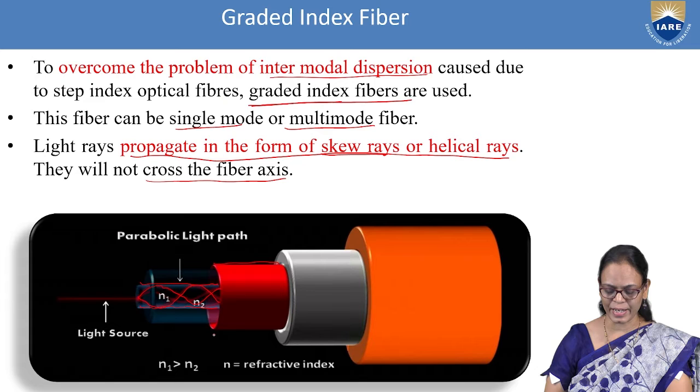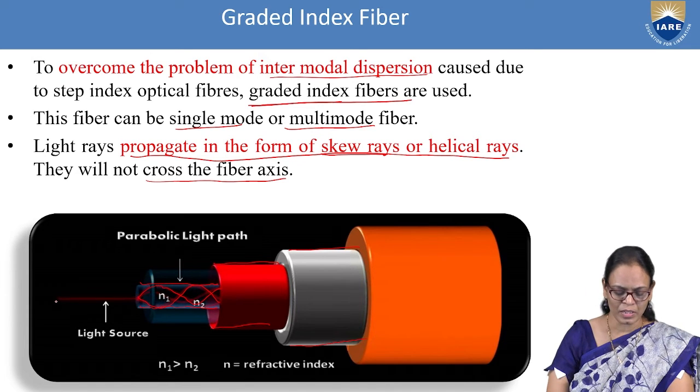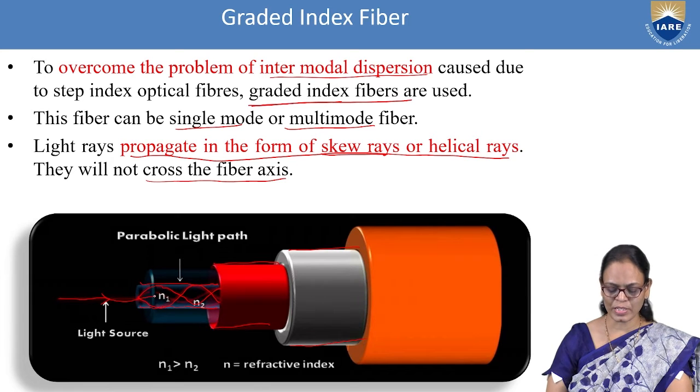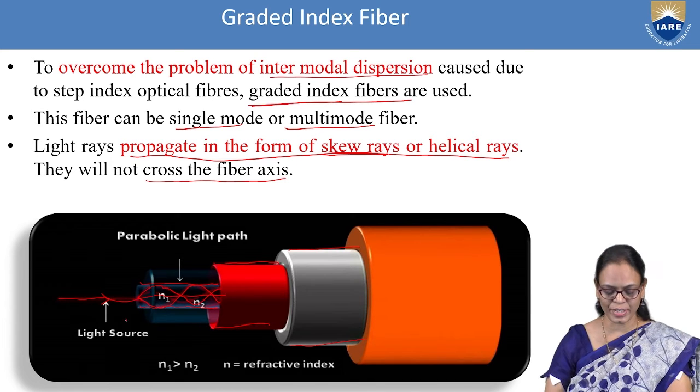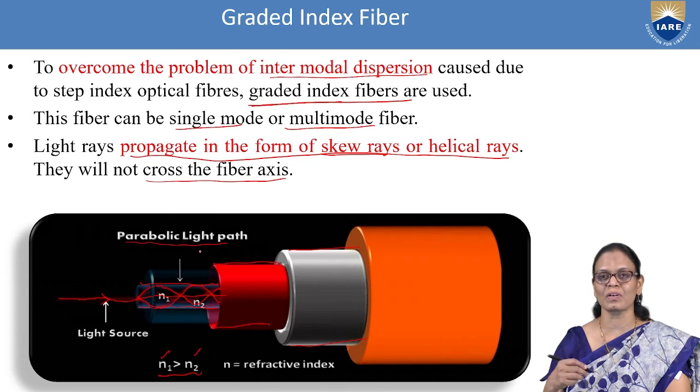And this is the cladding. And these are the outer coverings. Okay. This is the light traveling. So in single mode, it may travel along a straight line. But in multi-mode, there may be many modes. And we also take care that the refractive index of the core N1 should be greater than the refractive index of the cladding N2. And here we are seeing a parabolic light path. Without crossing, they are going in a helical fashion.